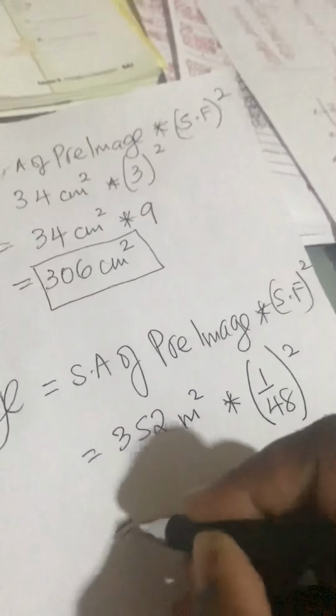Okay? Now, let us do the work on the calculator. So you have 352 times bracket fraction 1 out of 48. Close the bracket. Wait.